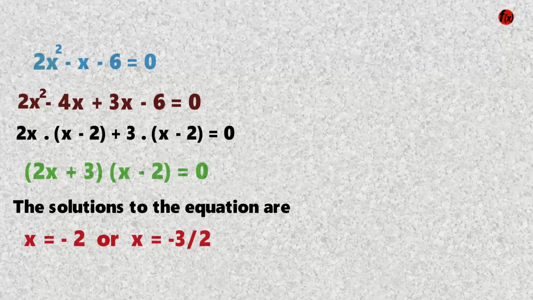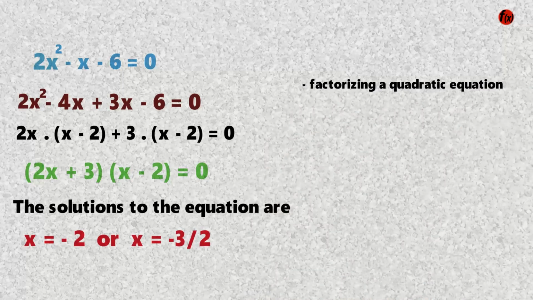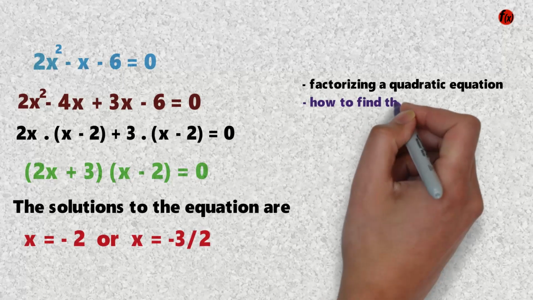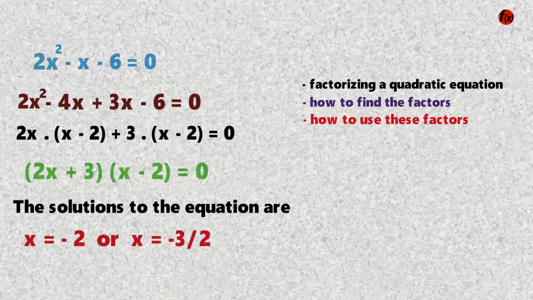In this tutorial, we have provided a step-by-step guide on how to solve quadratic equations by factorization. We have explained the process of factorizing a quadratic equation and have provided examples to illustrate the method. We have also shown how to find the factors of a quadratic expression and how to use these factors to solve the equation. We hope this tutorial will help you understand how to solve quadratic equations by factorization and will provide you with the confidence to tackle more complex equations. By following the steps outlined in this tutorial, you should be able to factorize quadratic expressions and solve equations of the form x squared plus bx plus c equals 0.